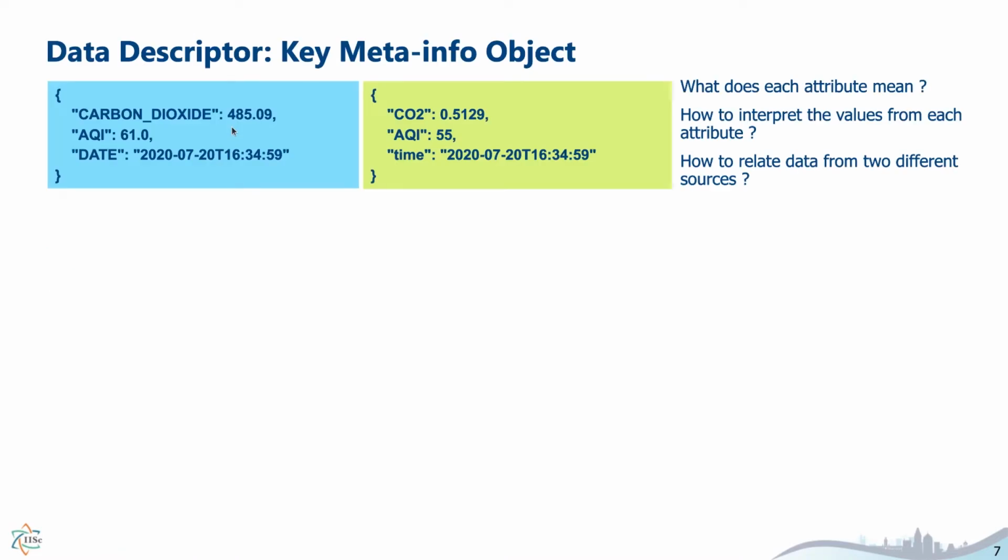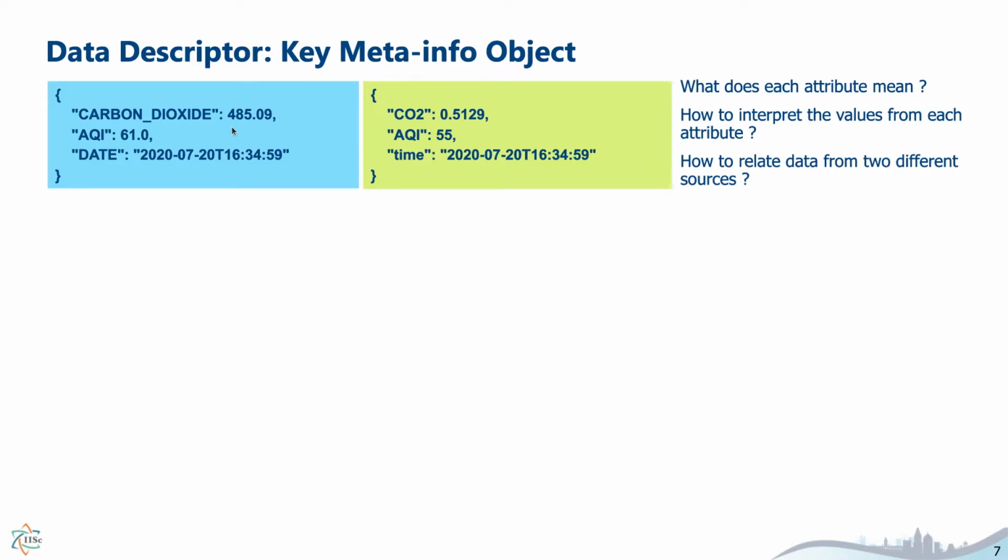Now let's look at an example of a data descriptor object for a given resource contained within the catalog to help understand the benefits of JSON-LD as a representation framework. Consider data from two different sensors. As expected, each one is sending similar data yet with small differences.